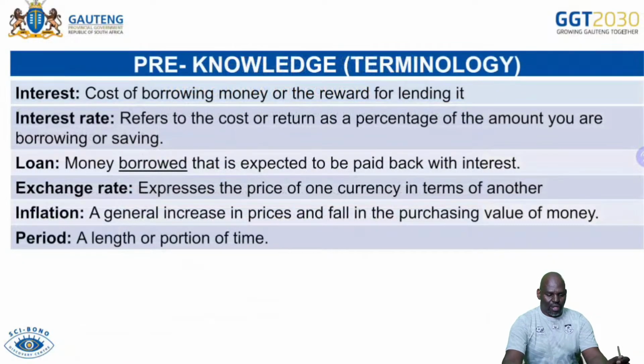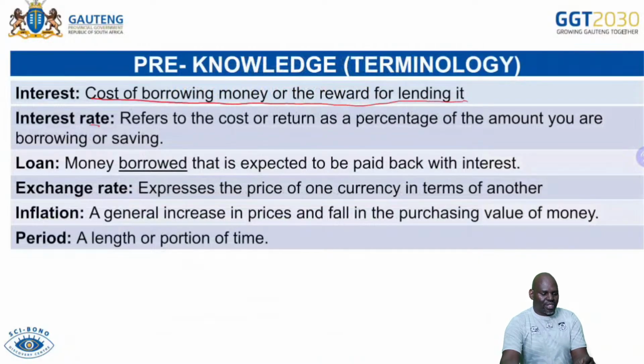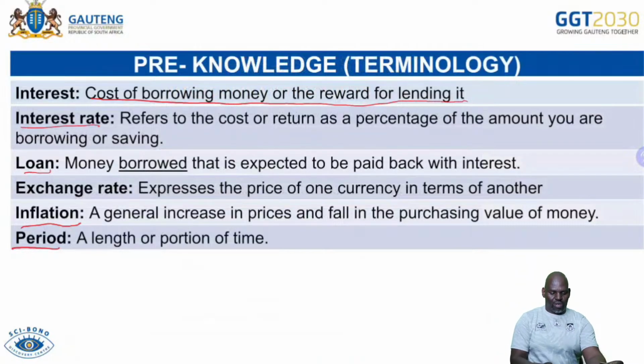Okay, then of course, in this pre-knowledge, we are just confirming the terminologies. Interest is the cost of borrowing money or the reward for lending it. And then interest rate refers to the cost or return as a percentage of the amount you are borrowing or saving. And then loan is money borrowed that is expected to be paid back with interest. Exchange rate expresses the price of one currency in terms of another. Inflation is a general increase in prices and fall in the purchasing value of money. And then the last one, a period, is a length or portion of time.